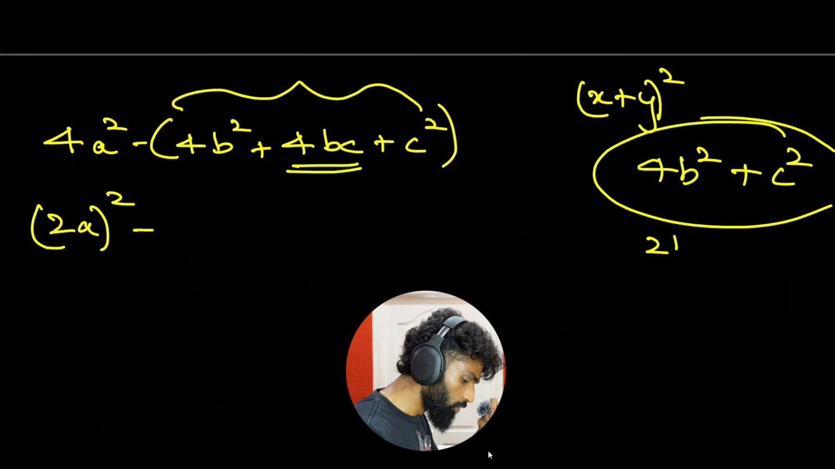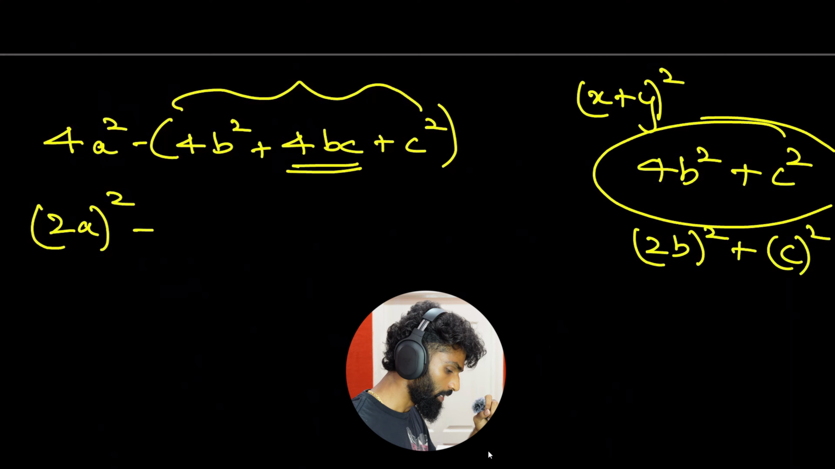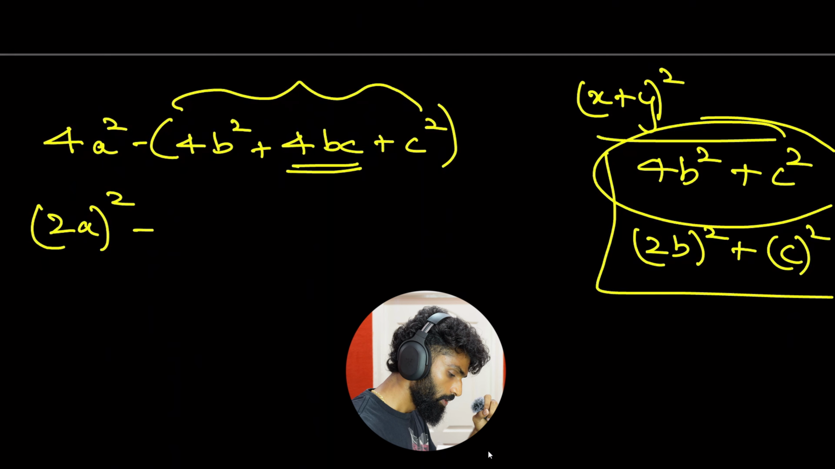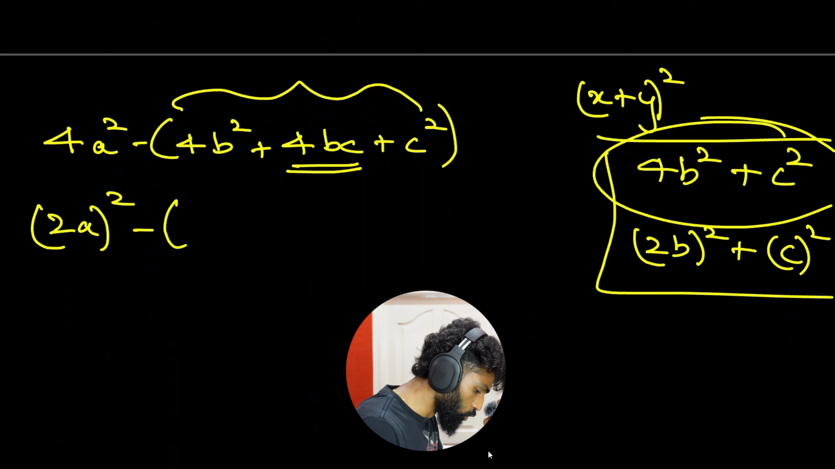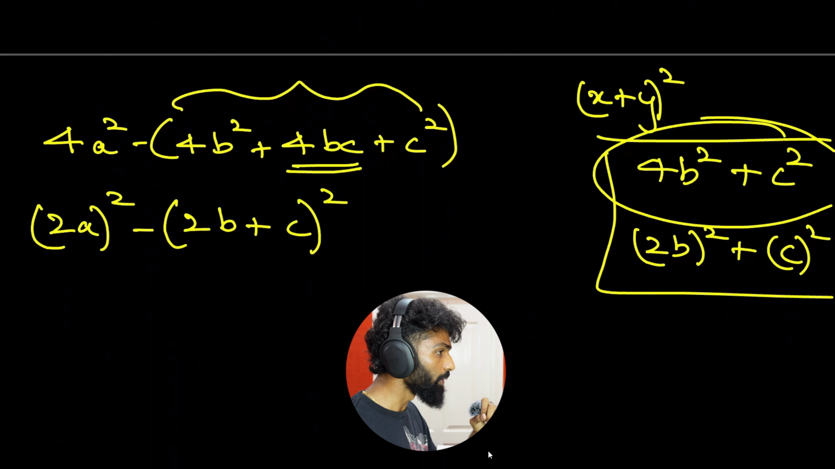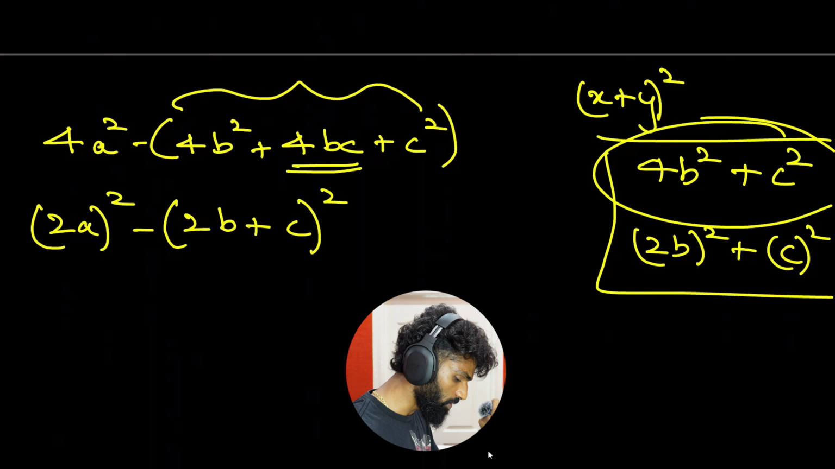So this is nothing but 2b the whole square plus c the whole square, correct? You wrote this; copy the same thing, but this time inside brackets. So you write 2b plus c the whole square. That's the hint. I'll repeat that. Majority of you won't have understood that.